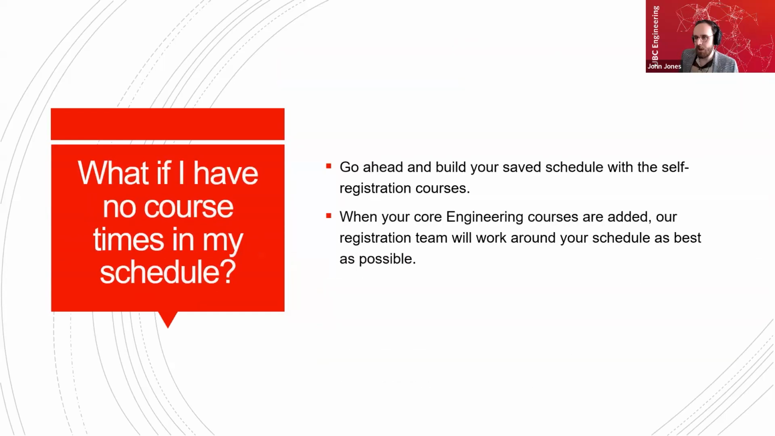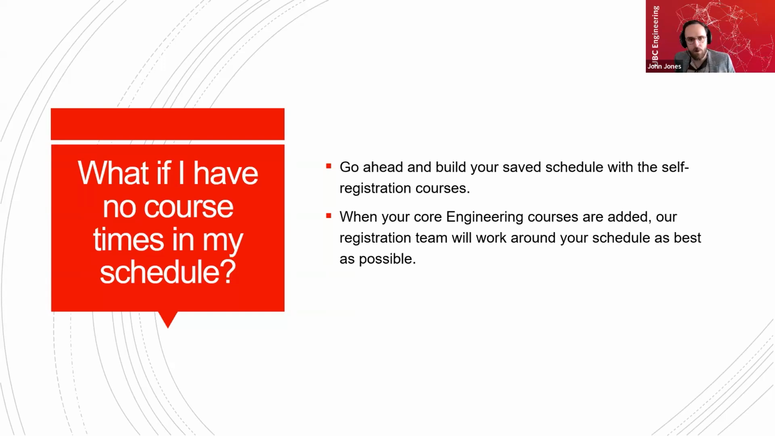So there is a scenario here where you go forward and there are no course times in your schedule, where you have not found anything in your schedule, or that your schedule is there, you have your engineering classes, but you don't have times or classrooms or locations next to those classes. Now, if that is the case for you, please don't panic. Go ahead and build your saved schedule with those self-registration courses, so with the humanities that you would pick to take, with an English Words 150 or an alternative English that you wish to take.